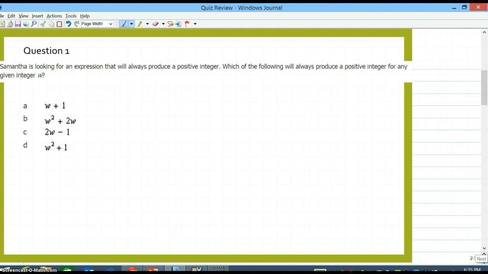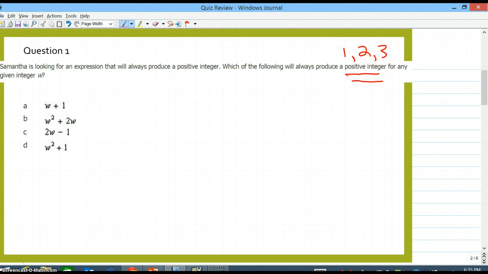Problem number one. Samantha is looking for an expression that will always produce a positive integer. Which of the following will always produce a positive integer for any given integer w? So we are specifically looking for a positive integer, meaning numbers like 1, 2, 3, anything that is not negative.